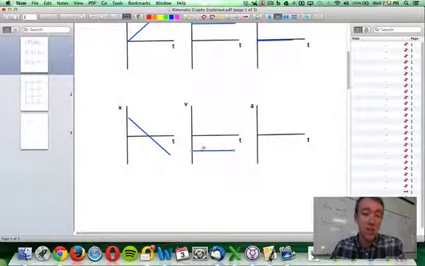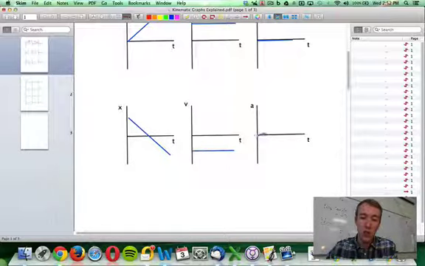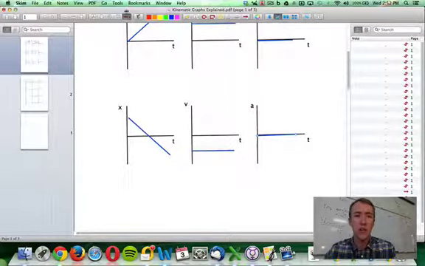Now, is this velocity changing at all? No, the slope of this line is 0. The velocity stays constant. Since the slope of the velocity time graph is 0, acceleration is going to be 0. Okay? What did we just look at here?